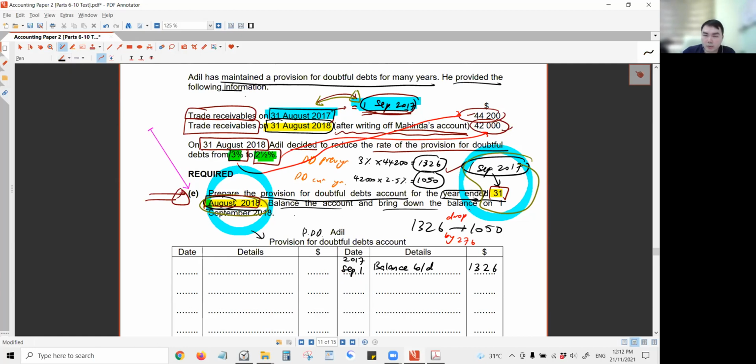It has dropped by 276. Later I show you the mark scheme. Drop by 276. Double entries, you debit this account, because here is where you have the minus, here's where you have the plus. Here write income statement. Then the year end. Then you balance it. Then you are done.